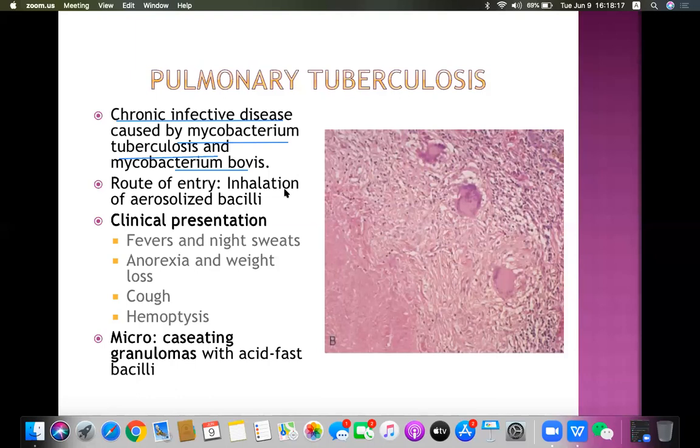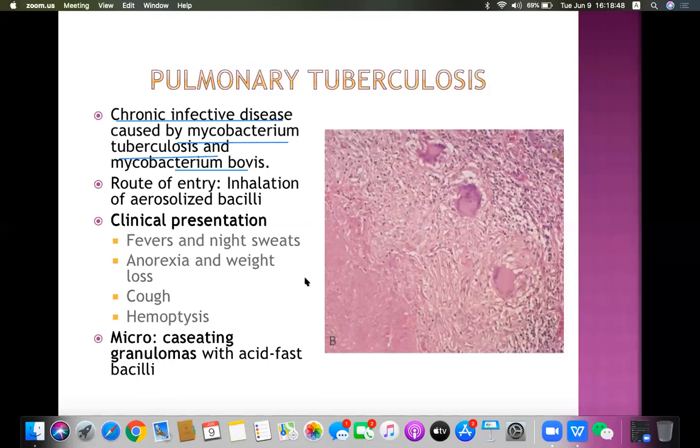There are a few exceptions, like Mycobacterium bovis, which can enter the GI tract through the ingestion of milk. But how common is that, isn't it? We always talk about common things first in medicine. So more than 99% of the time, the entry route is the airway and through the lung. And that is because of the person who has positive sputum, meaning bacteria are present there.